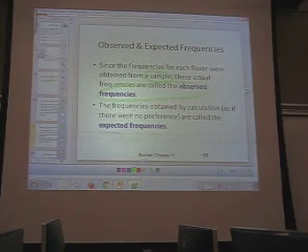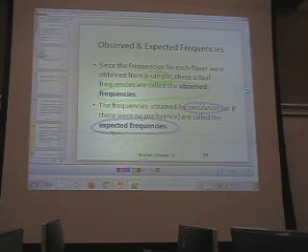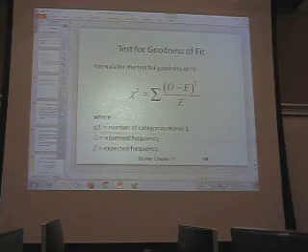Observed frequencies come from the sample. The ones you calculate, those are the expected frequencies. You always calculate your expecteds. The observed ones are always the ones from the sample. Those are always whole numbers. Expecteds can be decimals. Right? So you can expect 2.4 kids, but you can never observe 2.4 kids.